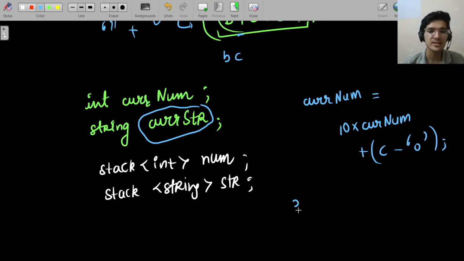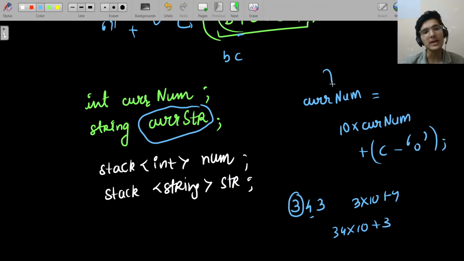Because let's say this 3 4 3 comes. So what do you do? Firstly, you insert 3. Current number will be 0, it will be 3. And then 4 comes, so what do you do? 3 into 10 plus 4, 3, 4, 34. And then 3 again comes, so 34 into 10 plus 3. This is how you maintain your cur num.